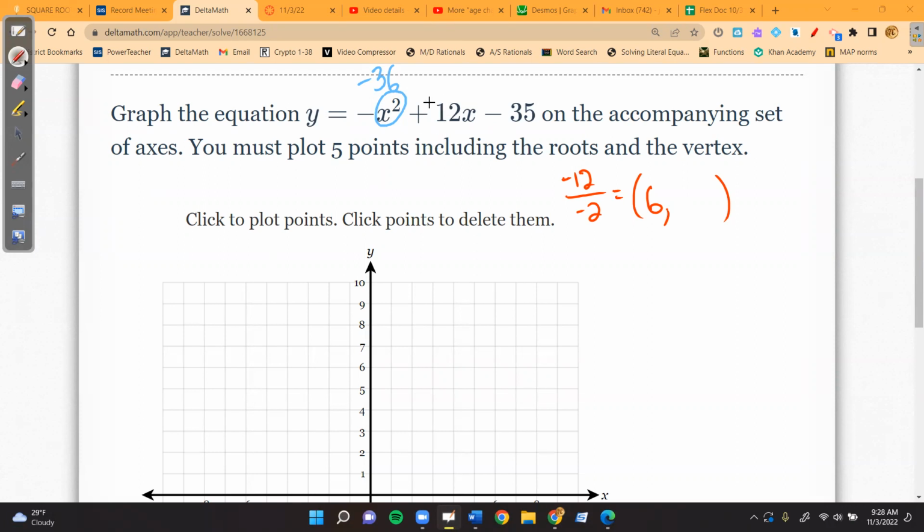And then let's put 6 in place of the second one right here. What is 12 times 6? So I have plus 72 and then minus 35. And what is negative 36 plus 72? And what is 36 minus 35? It is positive 1. So if all of that has gone well to this point, you now know that your vertex is at the point 6, 1. Good?